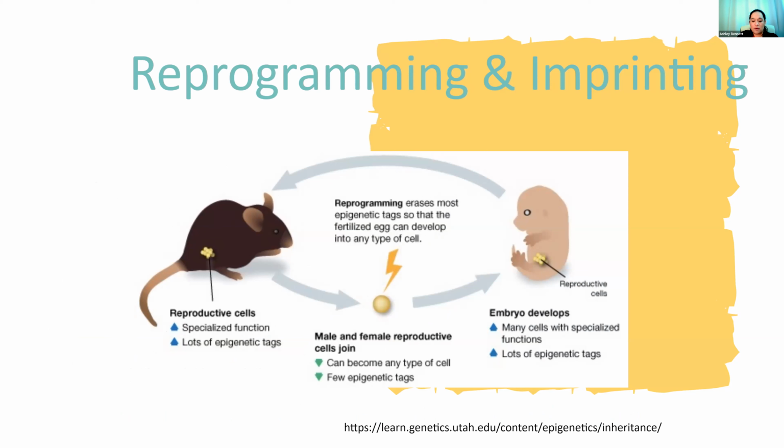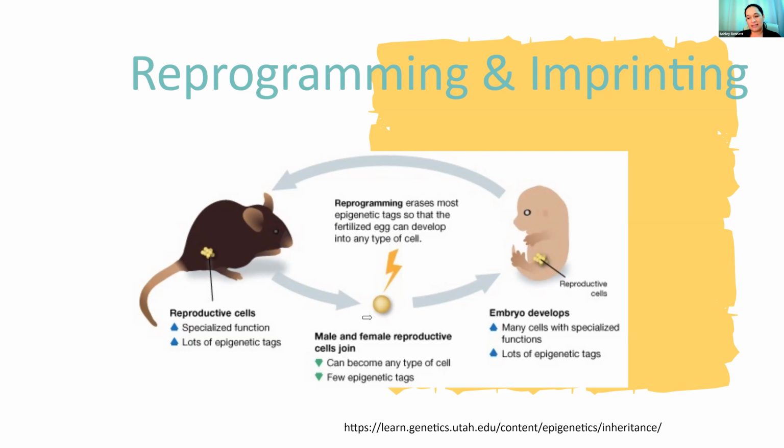So reprogramming erases most of the epigenetic tags so that the fertilized egg can develop into any type of cell. So, at some point you have to shed all of those silencing mechanisms so you can become whatever, right? And that's usually after conception, or fertilization, I should say. So those tags have to be lost. But you also have imprinting, which makes things a little bit more interesting, right?